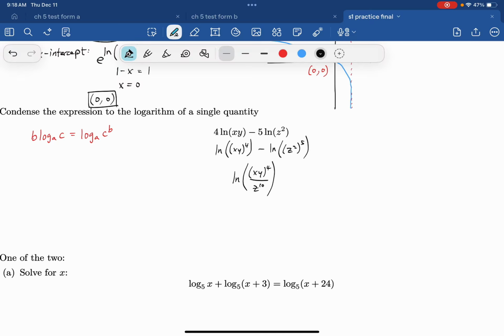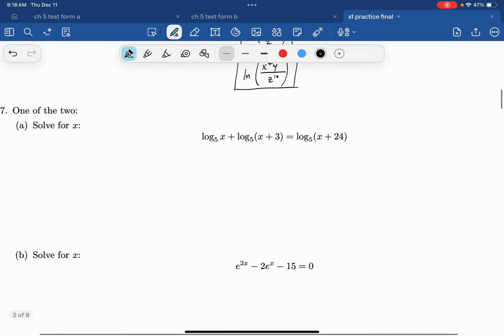Okay. You could also rewrite this as ln of x to the 4th, y to the 4th, right? Because the exponent distributes over the multiplication, over z to the power of 10.